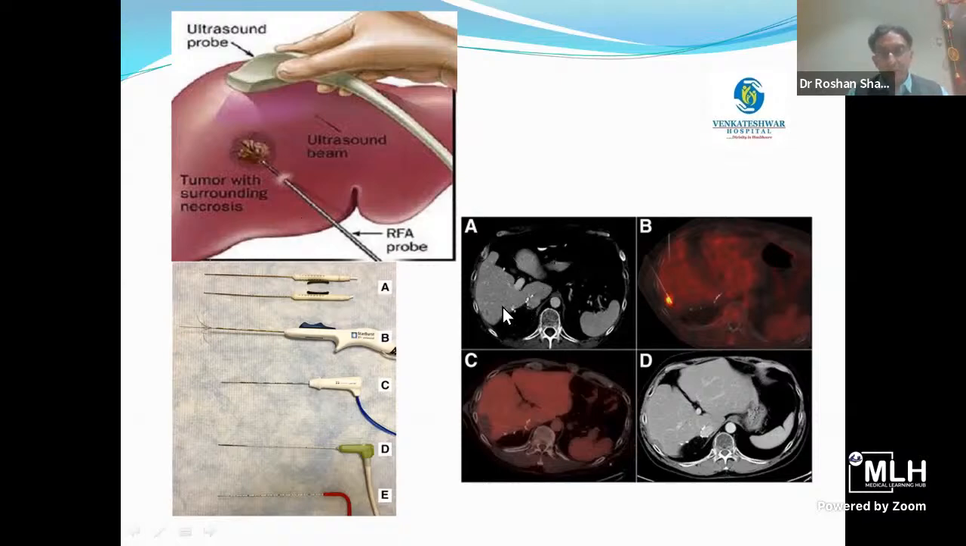I'm coming to a case. You can see a case here. A small lesion in the right lobe of the liver, which was showing activity in PET CT, a metabolically active lesion. So RFA was done, and post RFA, you can see no activity here. These are the post RFA changes. Coagulative necrosis has occurred, and it's not showing any activity in the follow-up scan.